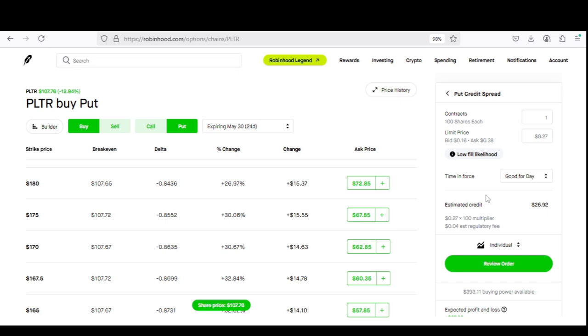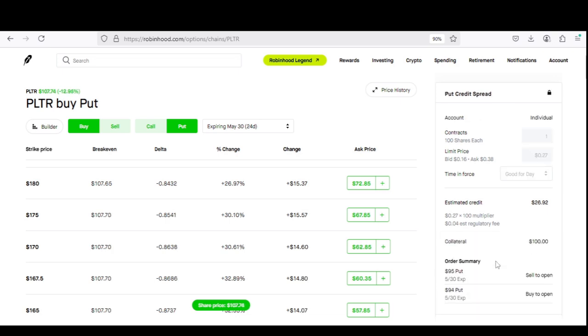The reason for that is that as opposed to you needing $9,500 in order to afford this option strategy, you're only going to be needing around $100. So your new collateral now is going to be $100. This is another income generating option strategy. So once you decide to do the put credit spread, once again, you're going to be receiving some kind of income. The income you're going to be receiving here is going to be $27.